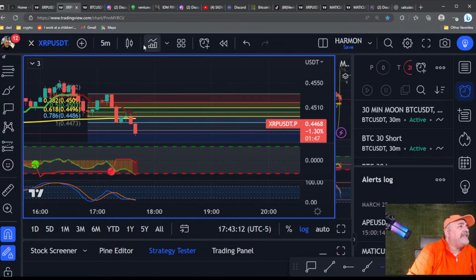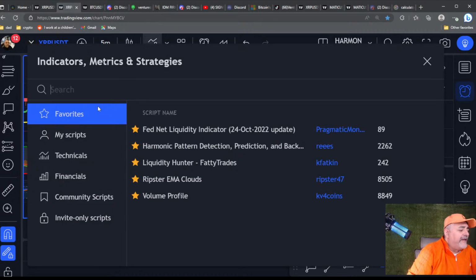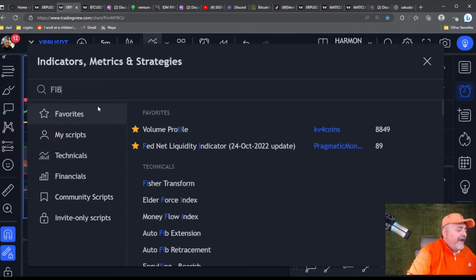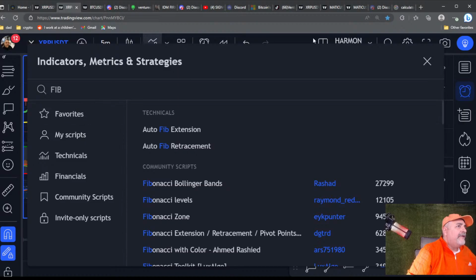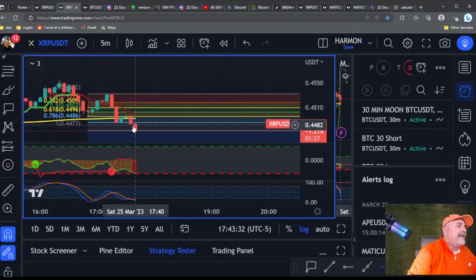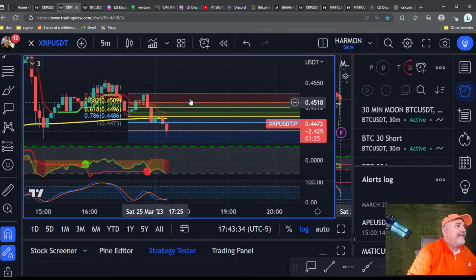So Fibonacci's, just go to indicators, guys. Right here, indicators. Type in fib, F-I-B, right? You're going to see the very first one is called Fibonacci Extensions Auto. Fib Auto Extensions. Click that right there. That's all you need. They will automatically set up the Fibonacci for you.